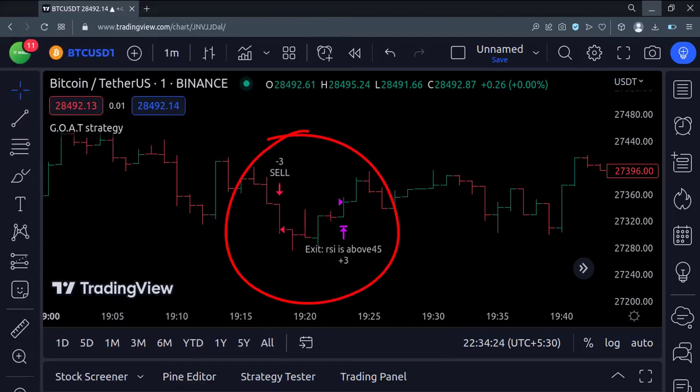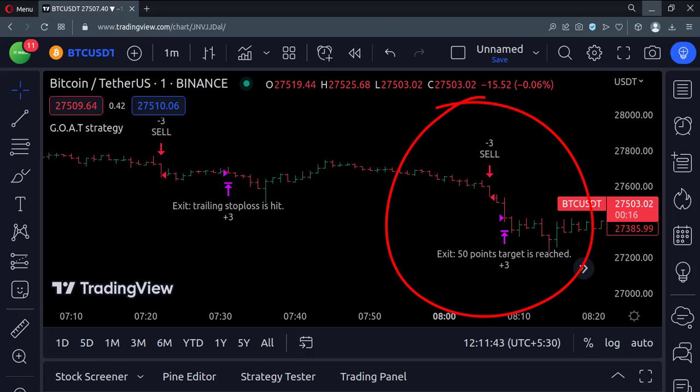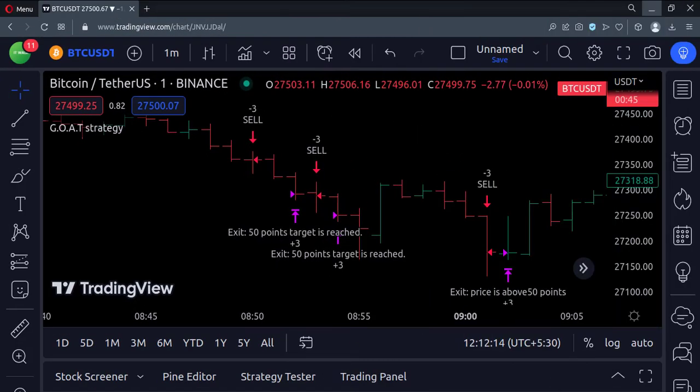Here, we have a short trade. The trade got hit by an RSI stop loss, as the RSI went above the 45 level. Here we have another short entry. That got hit by a trailing stop loss. Then we have another short entry, which got its target of 50 points. So at every stop loss candle, you can see such messages, which tell the reason behind that stop loss.